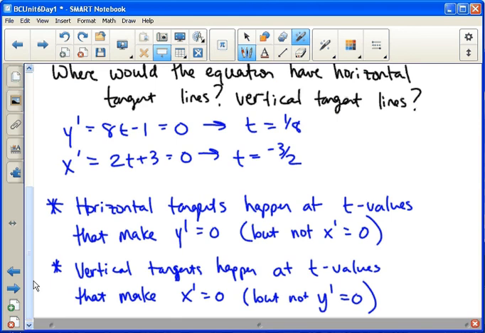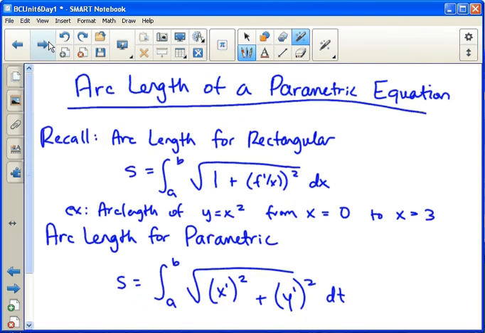Okay, the last thing is arc length, at least last thing for this video. Arc length of a parametric equation. Just to remind you about the arc length we did with rectangular equations, it was the formula S equals the integral from a to b of the square root of 1 plus f prime squared dx. So just for example, arc length of y equals x squared from x equals 0 to x equals 3 would look like this.